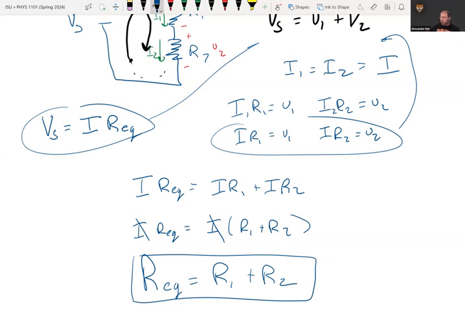I do want to do one example problem just to show you in a little bit more detail how you would go about analyzing this.